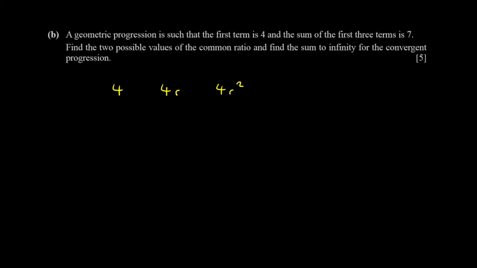So I'll do 4 plus 4r plus 4r squared is going to be equal to 7. Okay, and that means that I'm going to get 4r squared plus 4r minus 3 is equal to 0. And that's a quadratic, isn't it? So I'll try to factorize it. I'll try with 4r and r first. Let's see if that will work. And that would mean I would have to have a 3 and 1, wouldn't it? Would that work? No, probably not.